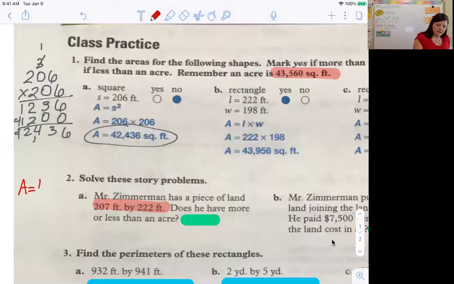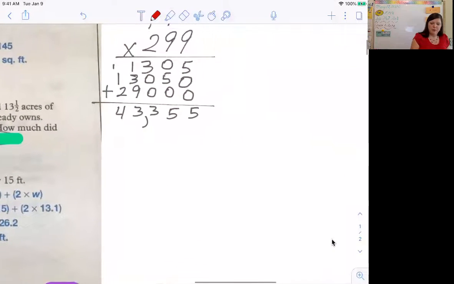Area equals length times width. That means area equals... oh no, they do not tell us which one is the length and which one is the width. How do we know which one is which? Whichever number is the largest is the longest and is the length. That means 222 is our length and 207 is our width.